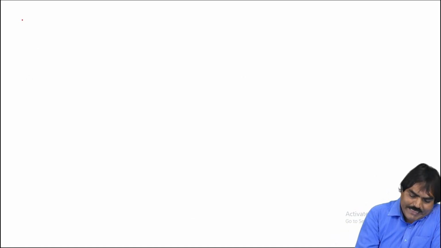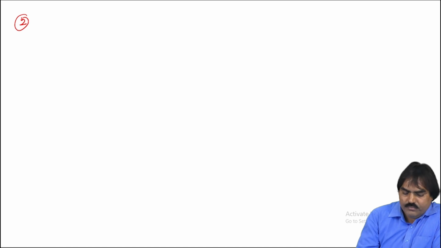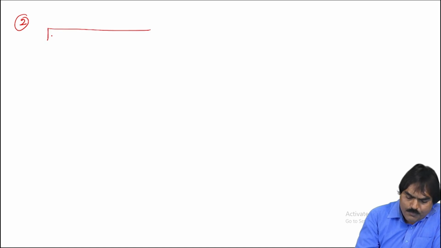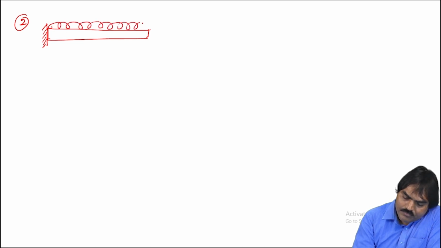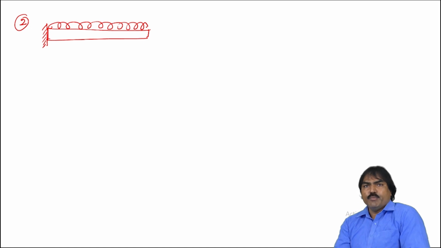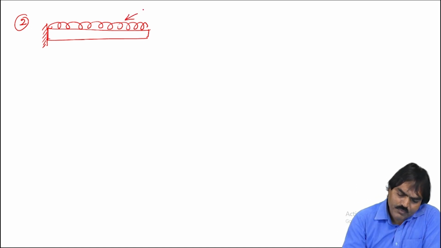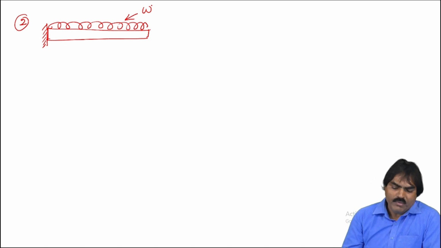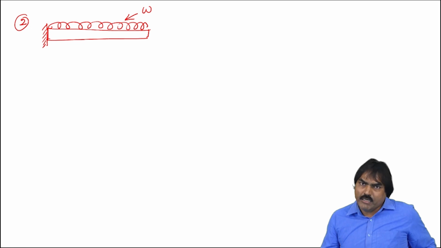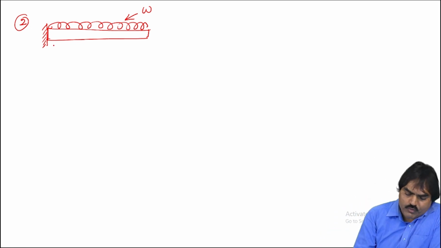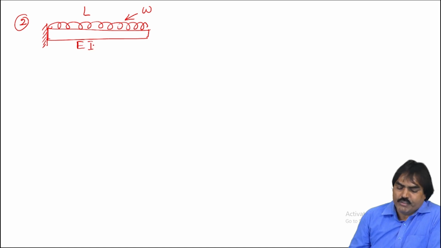Let us see the second case. Suppose there is a cantilever beam, subjected to a uniformly distributed load of intensity W per unit length. For every beam, the length and flexural rigidity will be constant. I don't have to show it every time. L is the length, EI is the flexural rigidity.